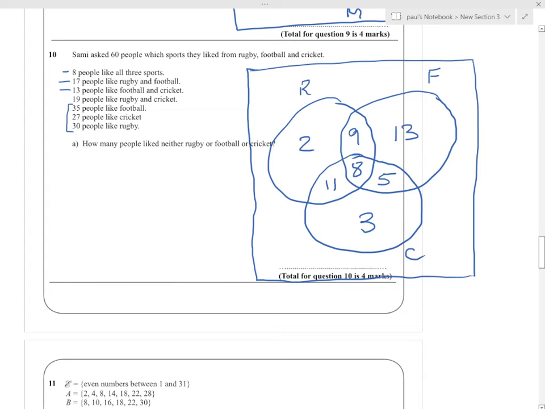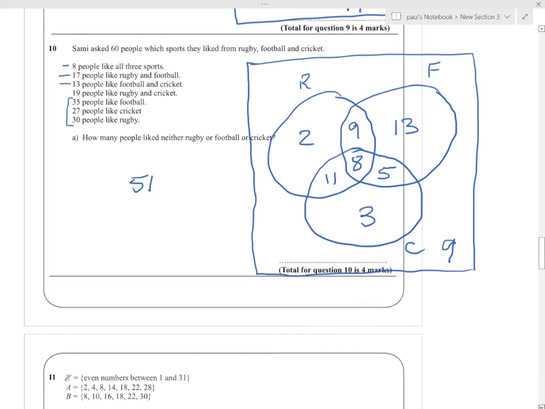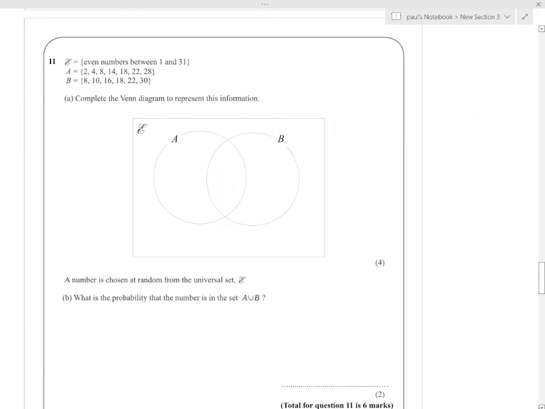So 2, 9 is 11, and 13 is 24, and 11 is 35, and 8 is 43, and 5 is 48, and 3 is 51. 51 accounted for. There are 60 altogether, therefore there must be 9 people in there.